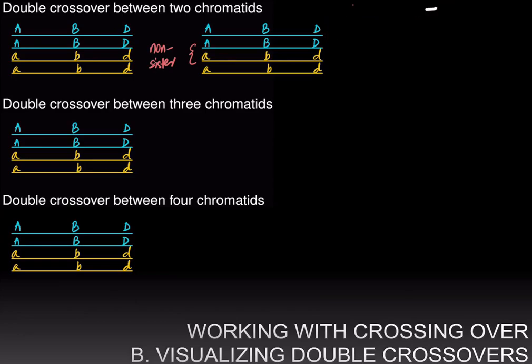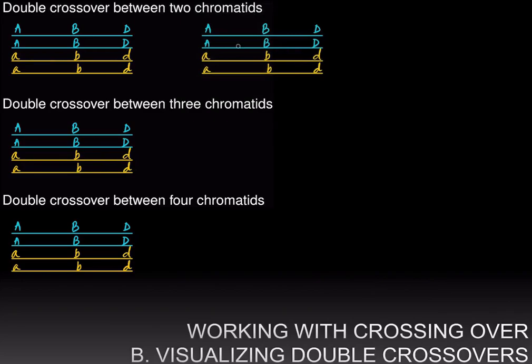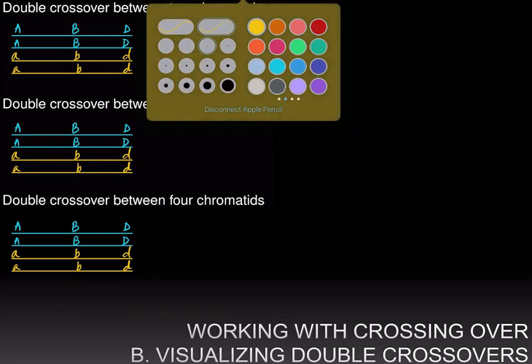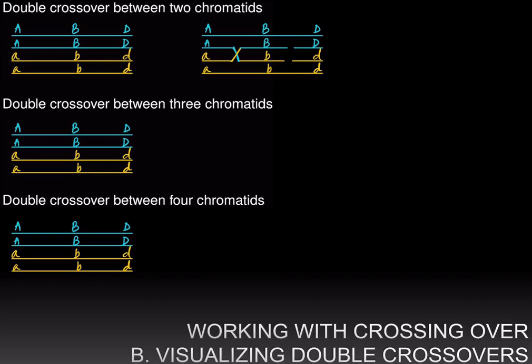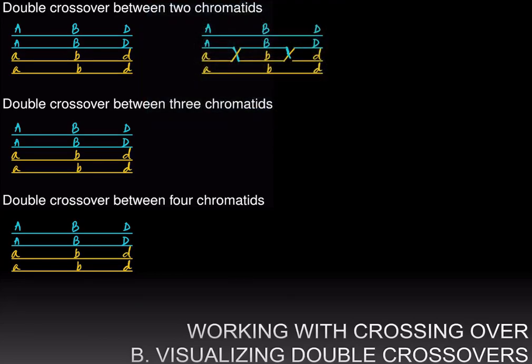And let's go ahead and carry out crossover between these 2 non-sister chromatids. And here is the first crossover. And there's going to be a double crossover between the same pair of non-sister chromatids. This is what the crossovers are going to look like. And this will result in 4 chromatids that look somewhat like this.